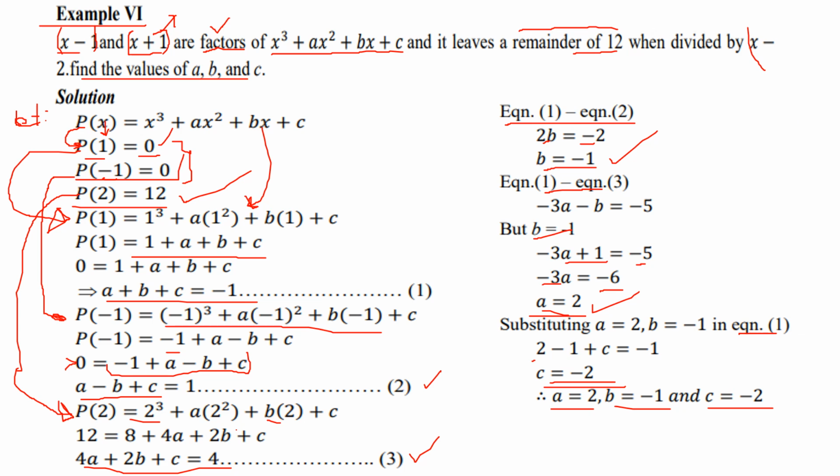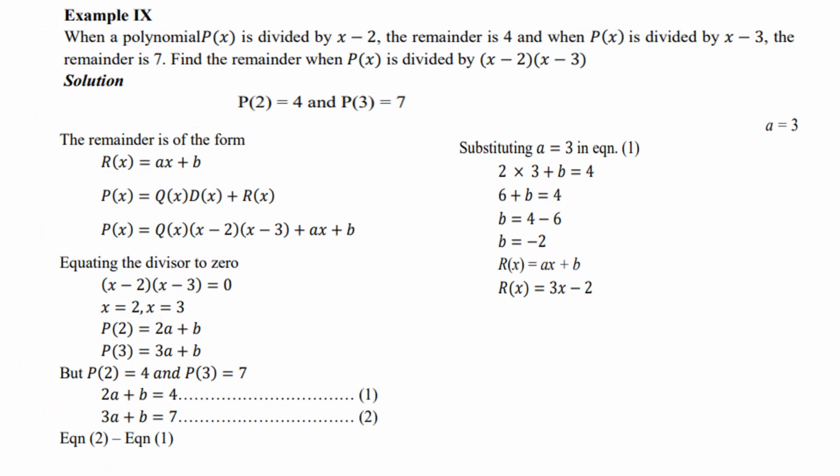In this video, we have provided example 9, and example 9 is also examining the same concept. So when a polynomial of x is divided by x minus 2, the remainder is 4. And when the polynomial of x is divided by x minus 3, the remainder is 7. Now you're being prompted to find the remainder when the polynomial of x is divided by x minus 2 multiplied by x minus 3. So this is our divisor.